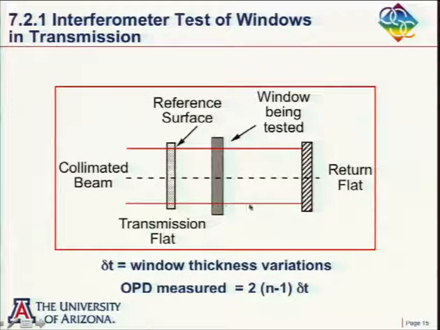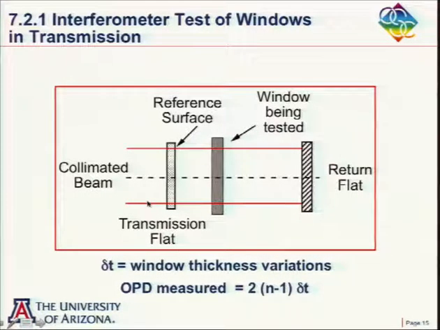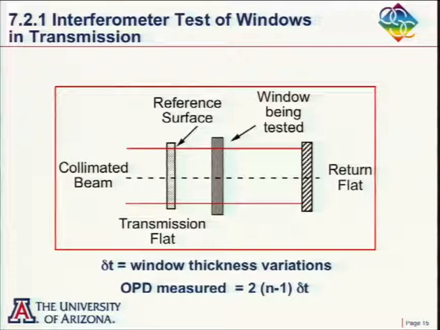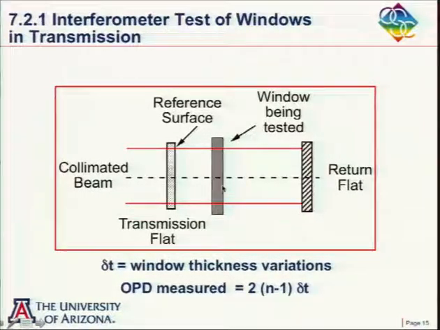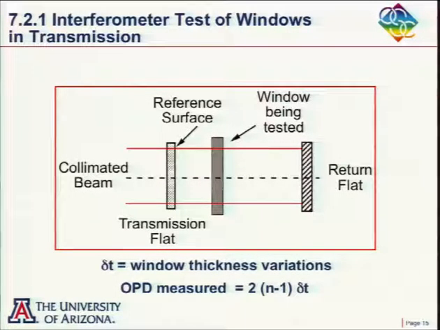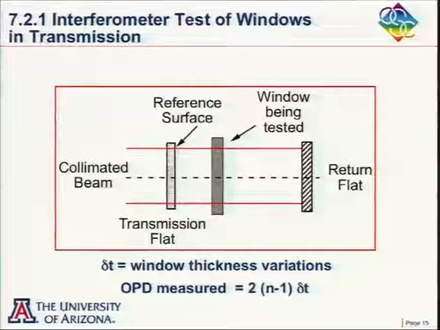So if I think here for a second, first off, I'm going to be going through this window twice. So whatever I'm measuring is probably going to have a 2 in it. I want to measure the optical path difference going through the window. And right now, I will assume the index of the window is constant. Later, we're going to worry about what happens if index varies. But right now, the index is a constant, and we'll call that n.